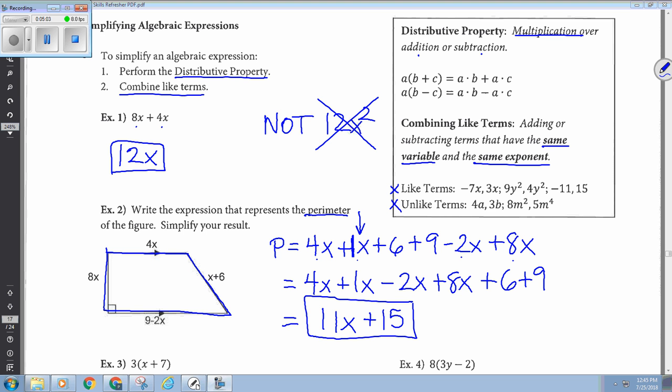Here's the mistake that some people make. They'll take 11x plus 15 and make it 26x. That is an absolute no-go. You cannot put those together because the 11 had an x on it. The 15 did not. You cannot put them together unless they are both numbers by themselves or they both have the x. So just keep that in mind. So those are combining like terms.